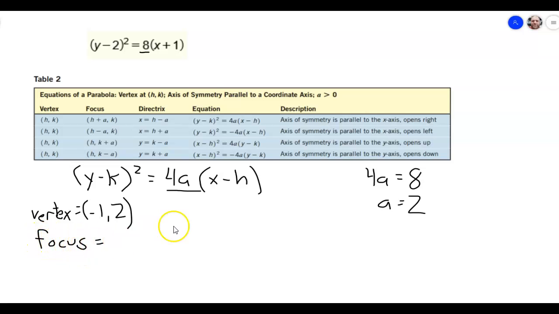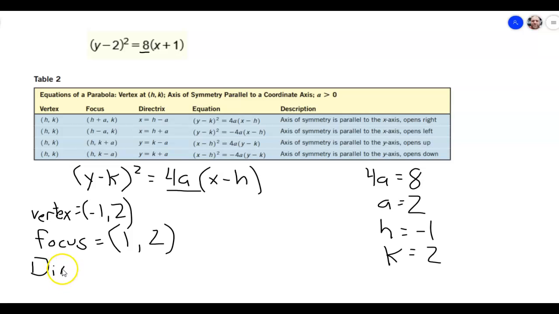Now that I know a is 2, for the focus I'll write h and k down so I don't get confused. h is equal to negative 1, and k is equal to 2. My focus is h plus a, so negative 1 plus 2, which is 1. The second value in the focus is just k, which is 2. So that's my focus.